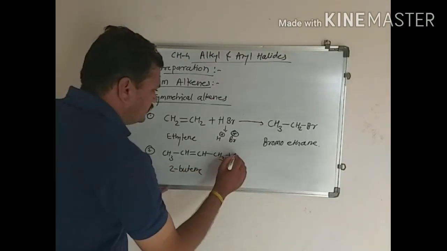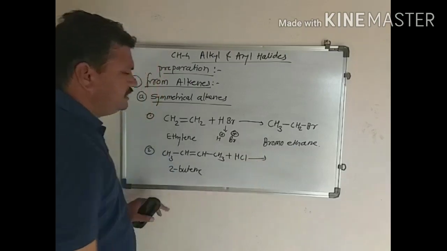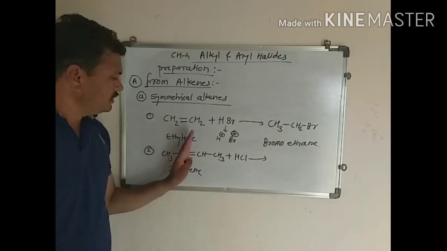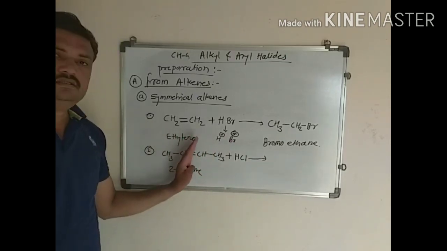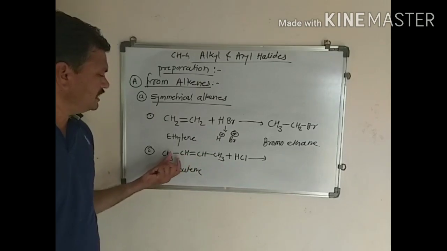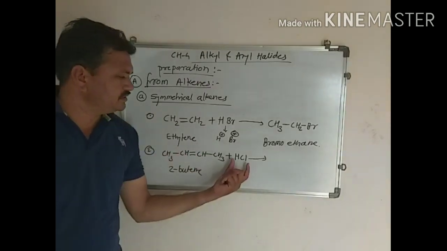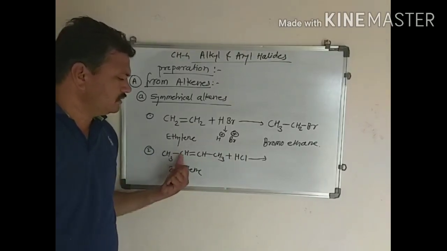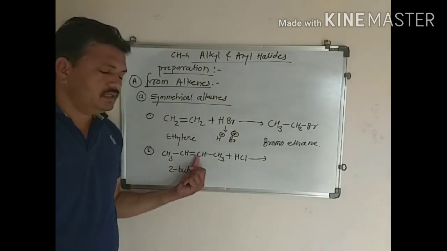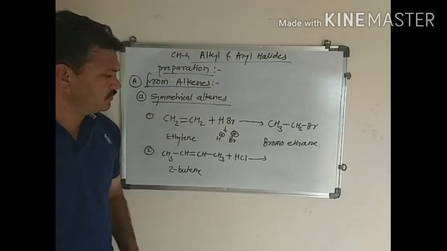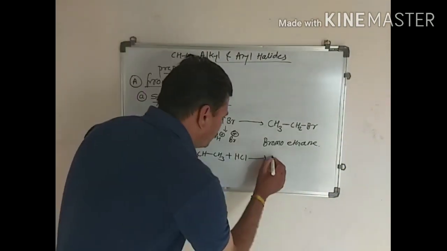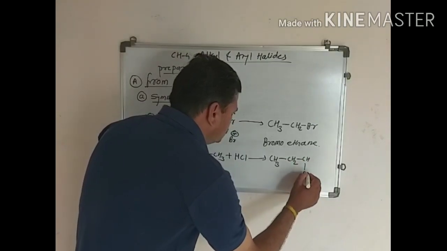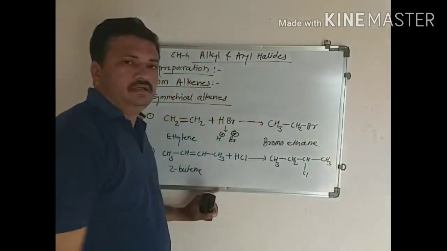When 2-butene is treated with hydrochloric acid, HCl, again same reaction will take place because it is the symmetrical alkene. Both the sides of this double bond are same, CH CH3, CH CH3. The addition of this HCl across this carbon-carbon double bond, hydrogen attached to one double bonded carbon, chlorine attached to another double bonded carbon. This double bond is converted into the single bond, and we get the product, which is alkyl halide. It is CH2 CH Cl CH3.